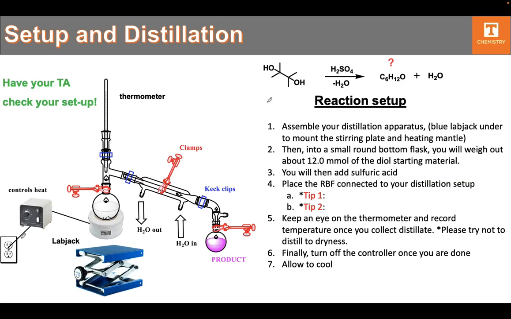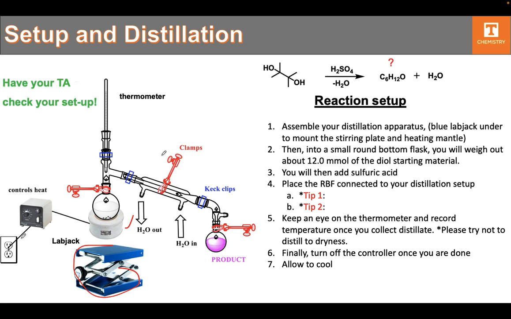To run the reaction, first you will want to assemble your distillation apparatus. You want to set the blue lab jack under so that you're ready to mount the stir plate and also the heating mantle. Then into a round bottom flask, you will weigh out 12 millimoles of the diol starting material. Then you want to carefully add the sulfuric acid solution, which is the acid catalyst, and then place your round bottom flask connected to the distillation setup.